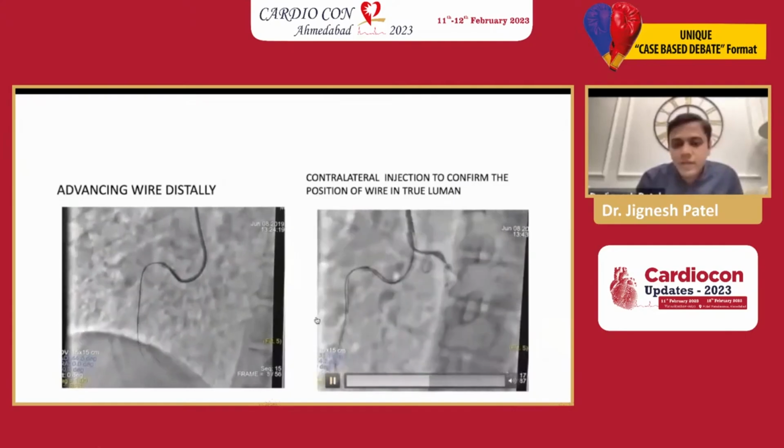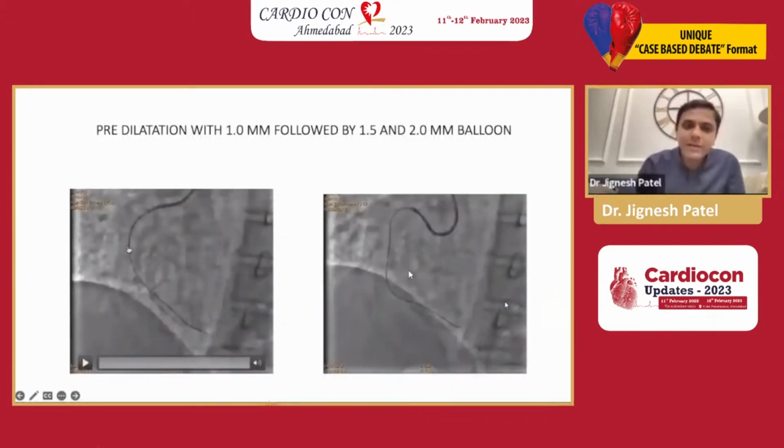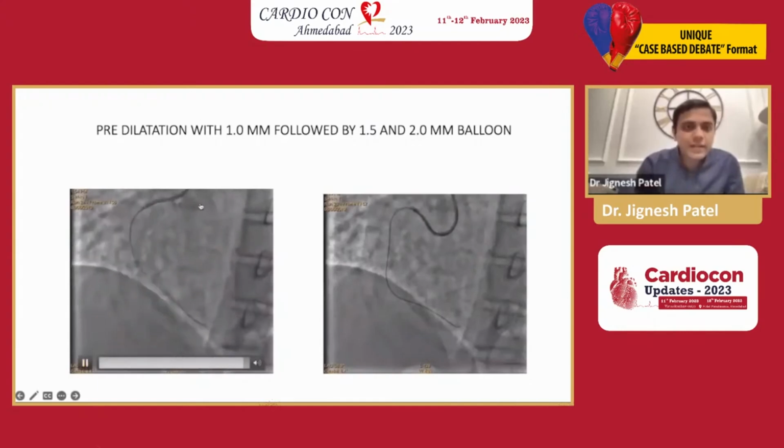After that, we pre-dilated the lesion, as the CTO segment was really very hard. And the MI was 5 years old, so you can imagine how hard the lesion was. We were not even able to pass the 1.0 balloon initially through the CTO segment. So what we did was deeply intubate the guide catheter into the RCA.